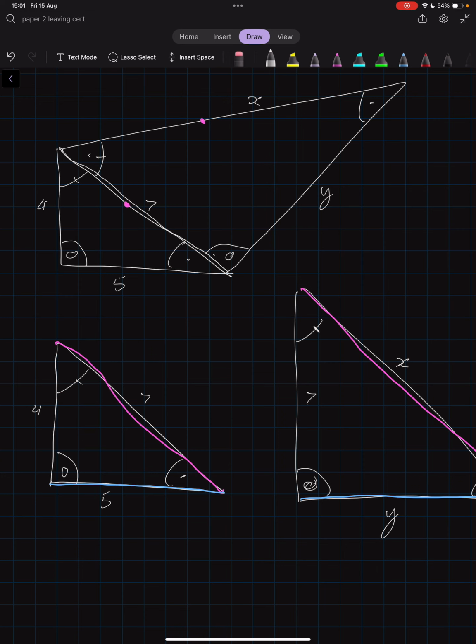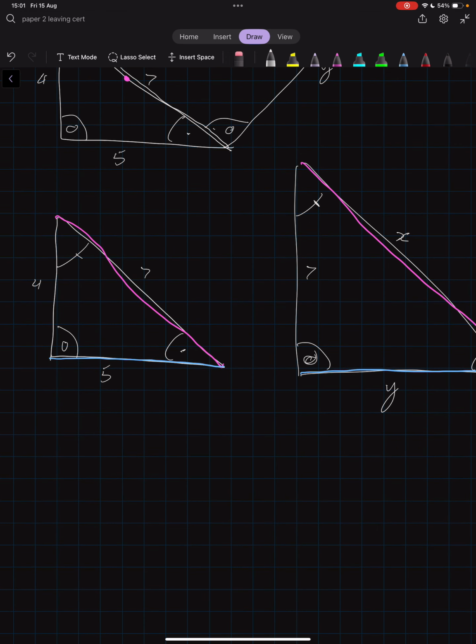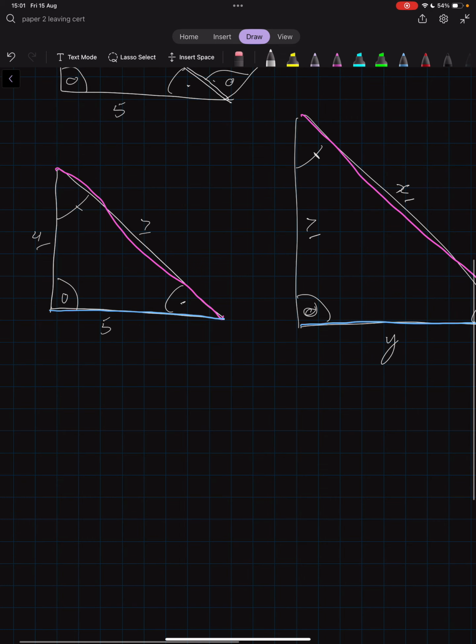What I mean by the ratios staying the same is that if I do the pink side divided by the white side, that has to be the pink side divided by the white side in both triangles. So 7 divided by 4 has to be equal to x divided by 7. So x is going to be 7 times 7, that's 49, divided by 4. So x is going to be 12.25.